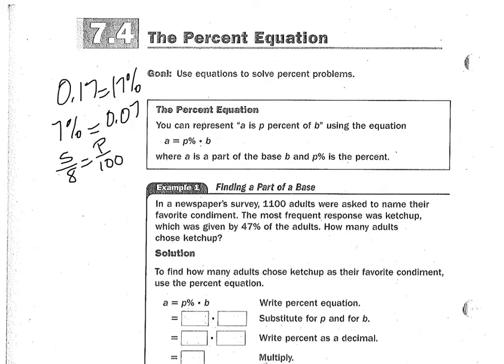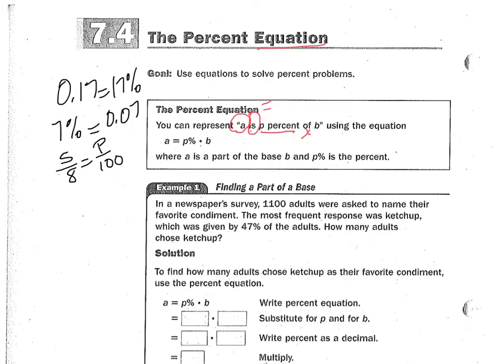The percent equation. This time we're going to actually write an equation with an equal sign other than a proportion. I don't care which way you do this; it's whichever way you like better. The word "is" in math means equals. So you put one of the parts equal to the percent changed to a decimal, and multiply by b. So it's a equals p percent times b.